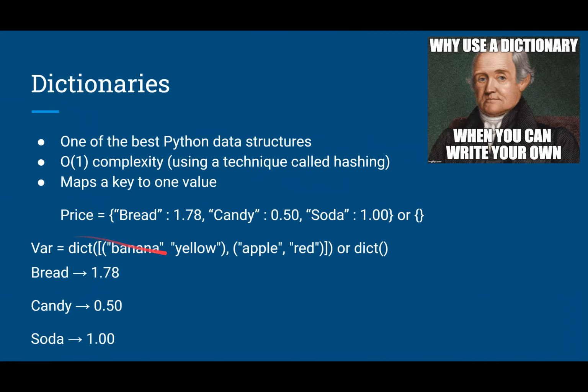As you can see here, we have an example dictionary for the prices of different groceries, I guess you could say. Here we have a string called bread, and this maps to the float value of 1.78, and then we have a string called candy, which maps to the float value of 0.50, and then we have a string called soda, which maps to 1.00. Or we can just do two curly brackets closed together like this, and this would give us an empty dictionary.